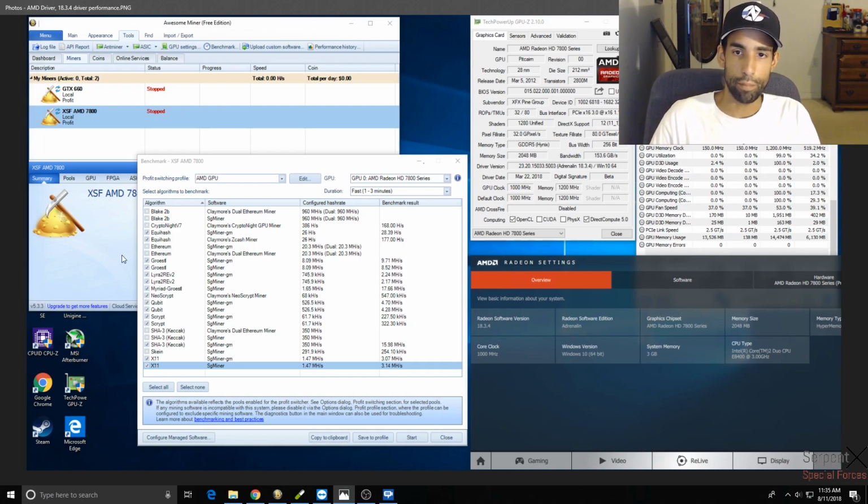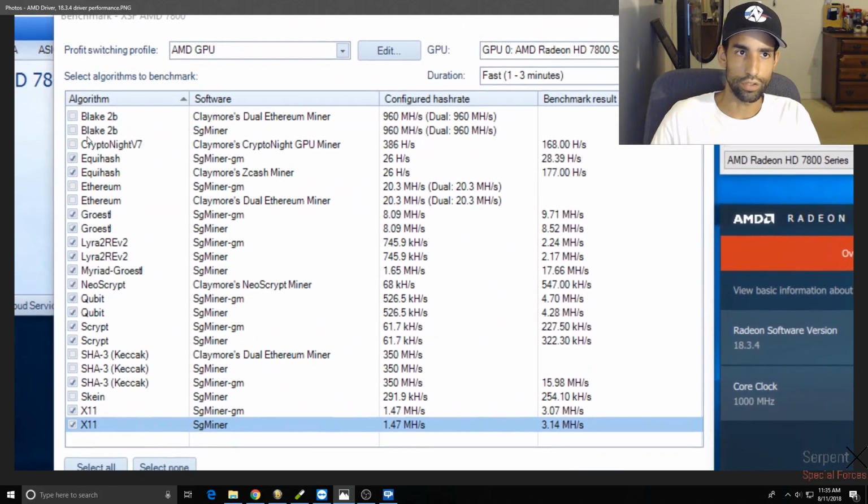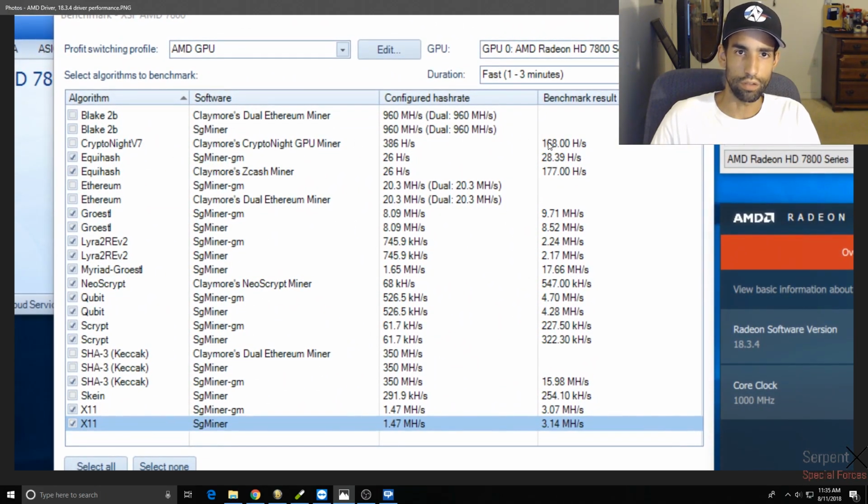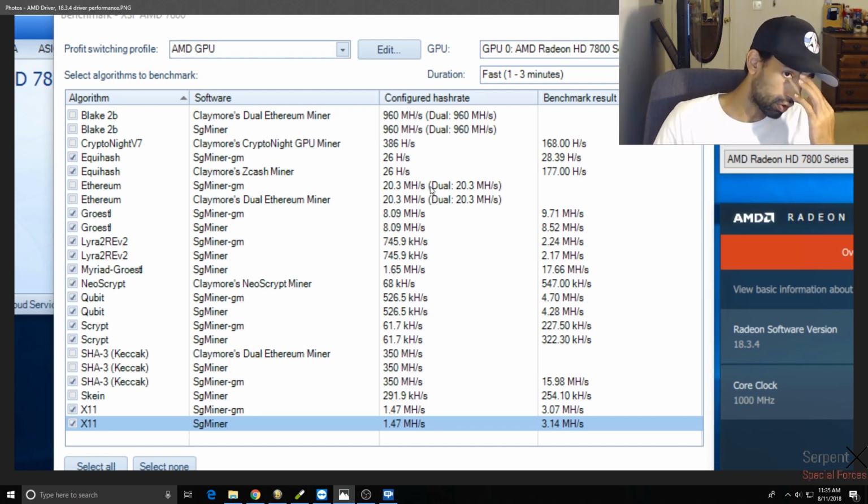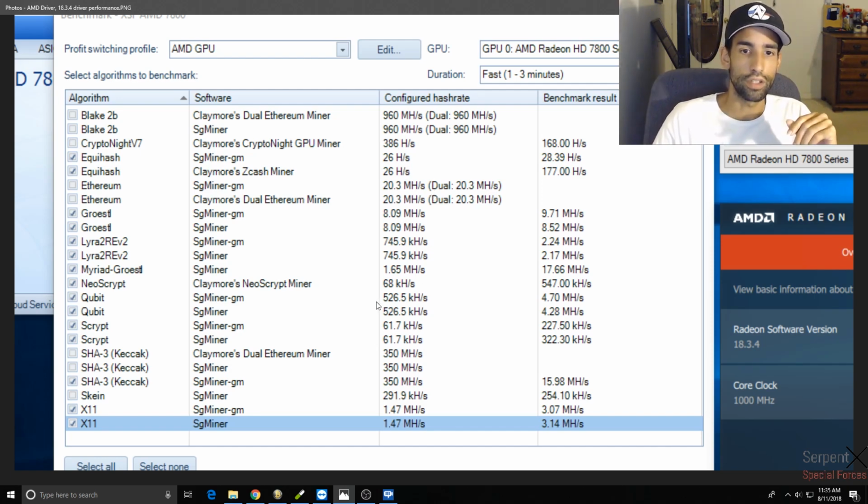And on this 18.3.4 driver, let's look at the most common one. So Kryptonite V7, which is the most common for AMD, period. And then Ethereum, this card can't mine Ethereum, so I don't have those numbers for you, unfortunately. I'm trying to see what else AMD is really good at. Let's look at these numbers right here. Qubit, which nobody uses. If you use it, I'm sorry, I don't use it.